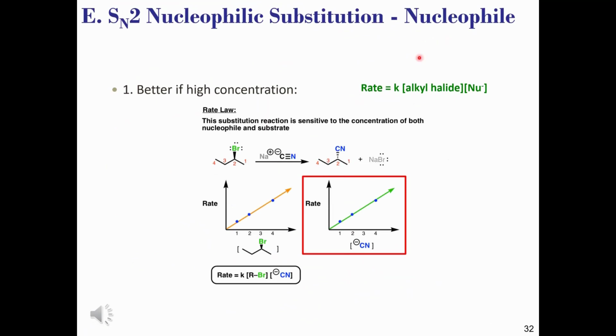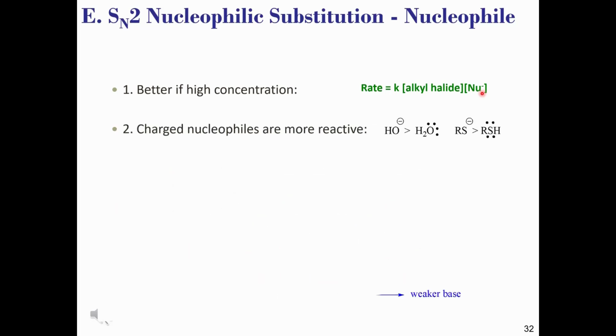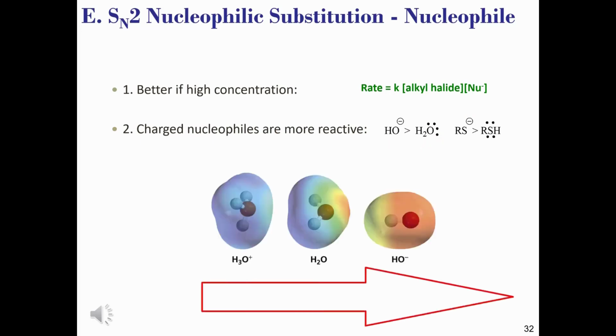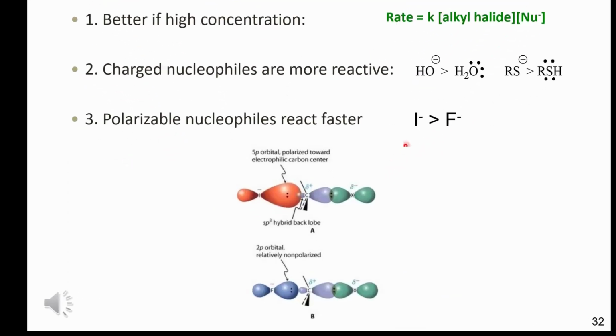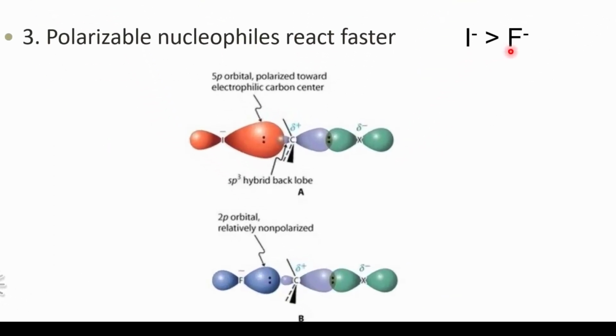The rate of an SN2 reaction depends on both the concentration and the identity of the attacking nucleophile. So it's always better if the attacking nucleophile is in a high concentration. The relative strengths of nucleophiles can also be correlated with their structural features. So, for example, a negatively charged nucleophile is always a more reactive nucleophile than its conjugate acid. So OH-, for example, is a better nucleophile than water, and as is the case for the thiolate ion versus the thiol. A polarizable nucleophile will always react faster than one that is less polarizable.